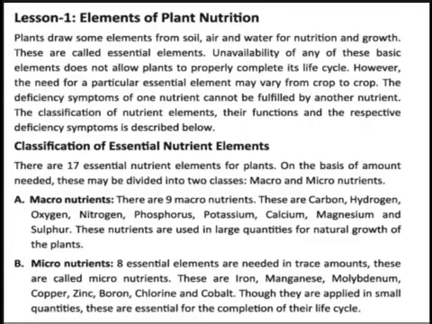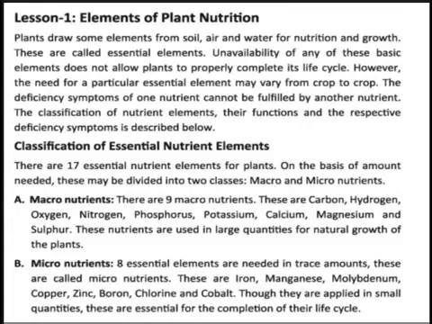There are 17 essential nutrient elements for plants, and if we want to grow more crops, we need to ensure the 17 essential nutrient elements. On the basis of the amount needed, these may be divided into 2 classes, macro and micronutrients. There are 2 kinds of essential elements for plants. One is macro and another one is micro. Macro means very large in scope or scale. The nutrients which are used on a large scale are called macronutrients.